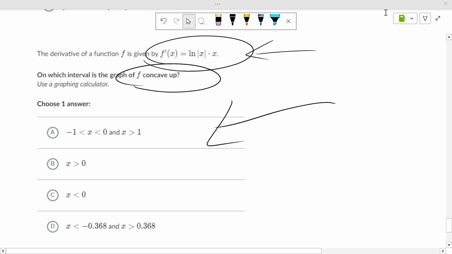How do you find the critical numbers? Set it equal to 0 and solve. So then you factor out an e to the negative x and then an x squared. And then you're left with whatever.